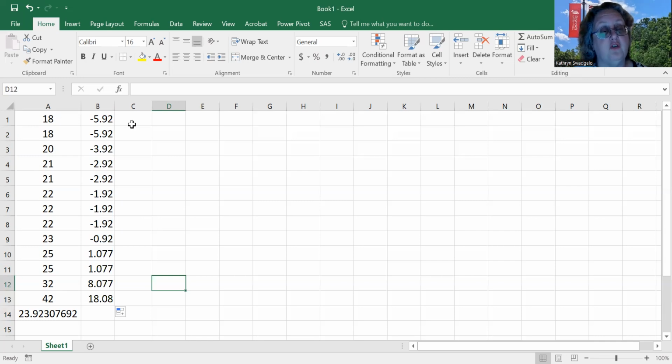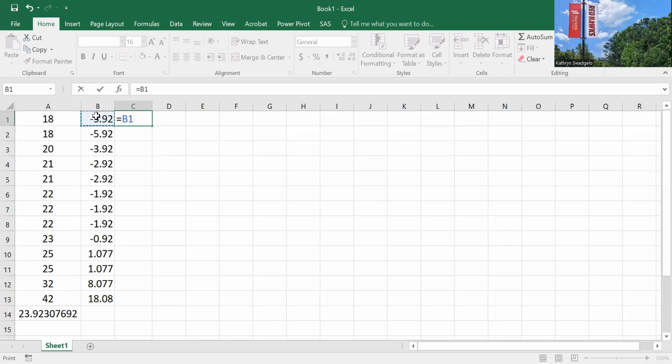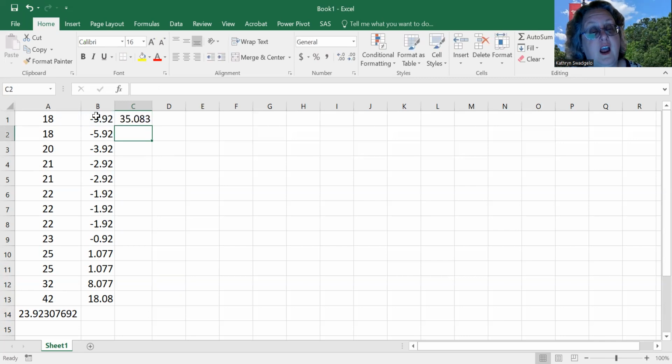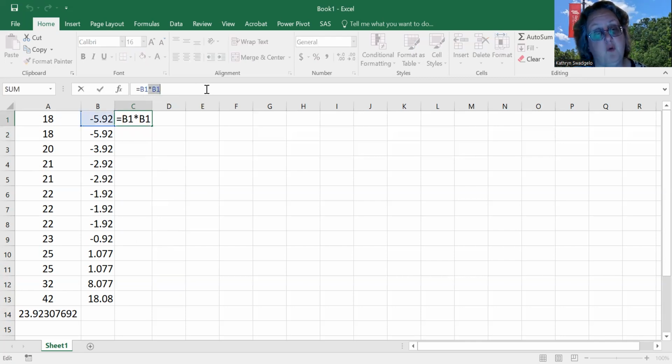Now it says we want to square that. So I'm going to put an equal sign. I have two ways. I can either do B1 times, now remember the times is a little asterisk, B1, and that will square it. Or instead of B1 times B1, I can put the caret, which is the little figure above the 6. We often use that for exponents in calculators and Excel, and put to the 2. So that is B1 squared.